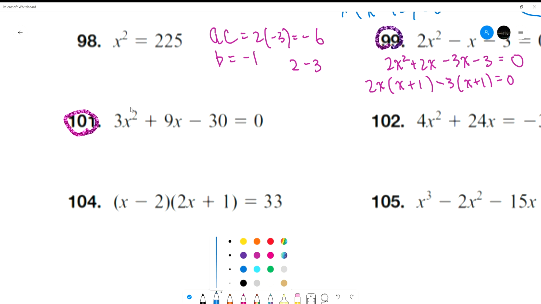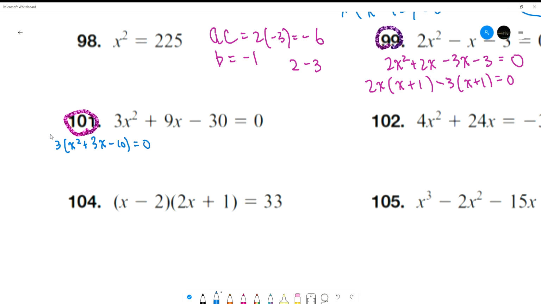So I look at 101 and I see that it's already set equal to 0. So now I can begin my factoring strategies. First thing I notice is three terms. I look for the greatest common factor. I see that there's a 3. So I'll factor out the 3 first, and I get x squared plus 3x minus 10 is equal to 0.